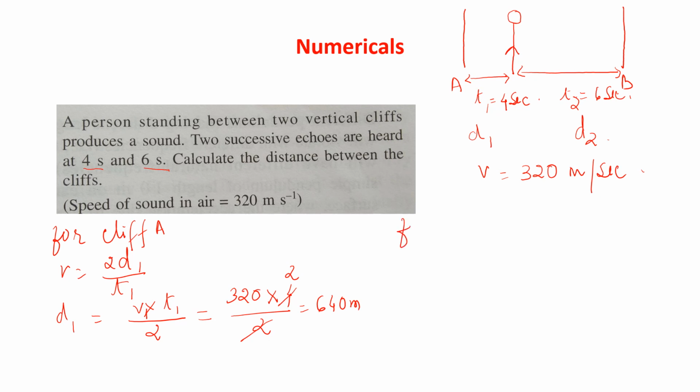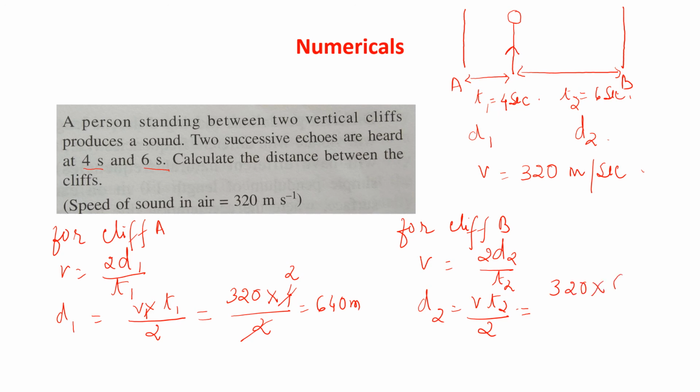Now for cliff B, again V is equal to 2D2 by T2. From there D2 is equal to VT2 by 2. Now V is 320 again because it will be the same, and T2 is 6 divided by 2. Now this is 3, so it is 960 meter.